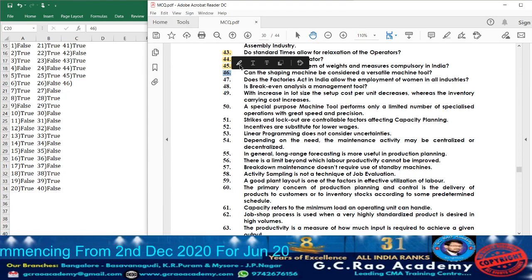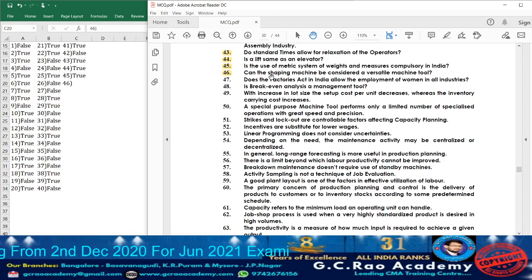Let us move on to statement 46. Can the shaping machine be considered a versatile machine tool? What is a shaping machine? We can tell it is a machine designed for giving a desired shape to surfaces. It may be horizontal, vertical, or flat. With the help of the shaping machine, the desired shapes can be given to the surfaces. The shaping tool utilized in the shaping machine may cut the surfaces into curves, different angles, or different shapes as well.